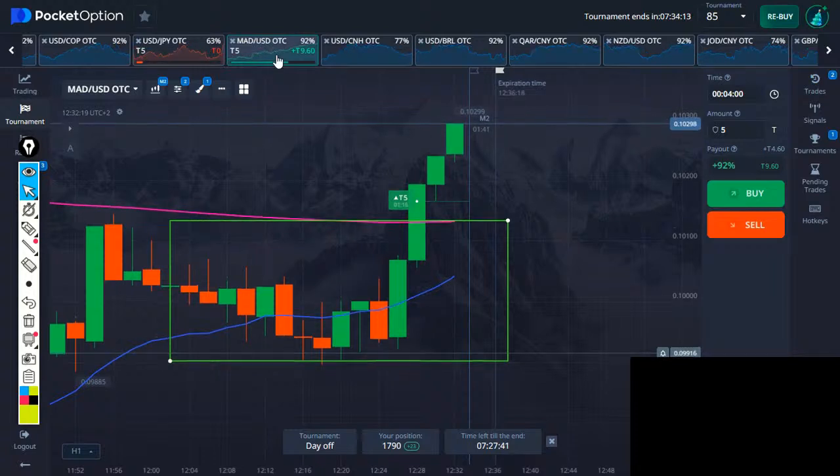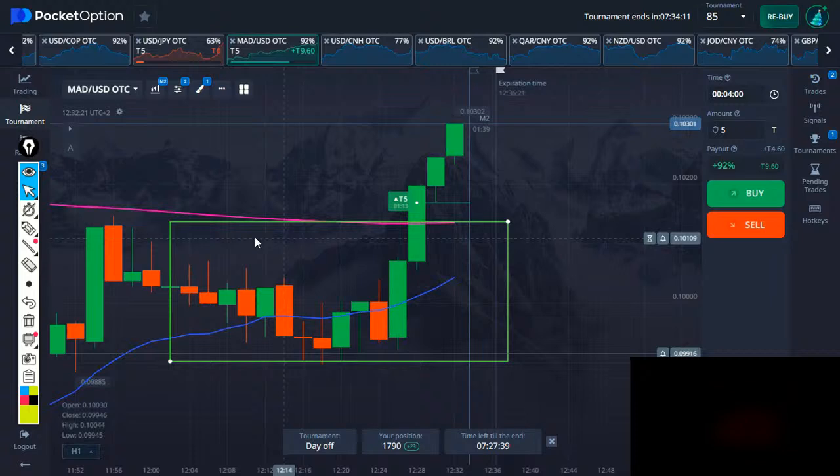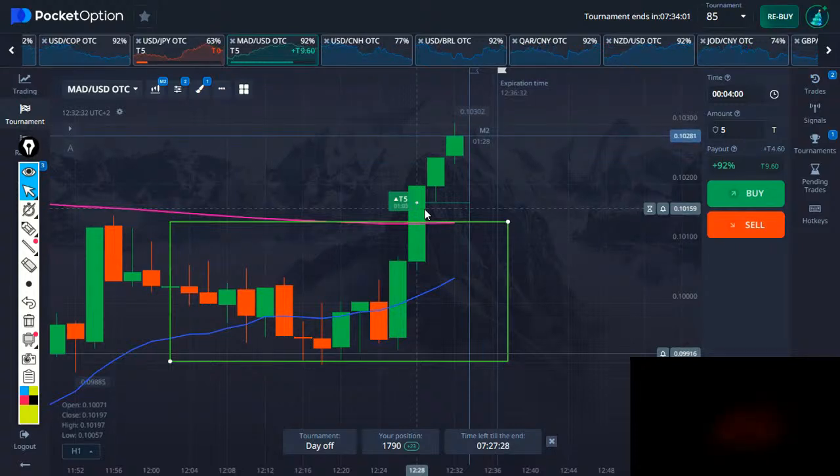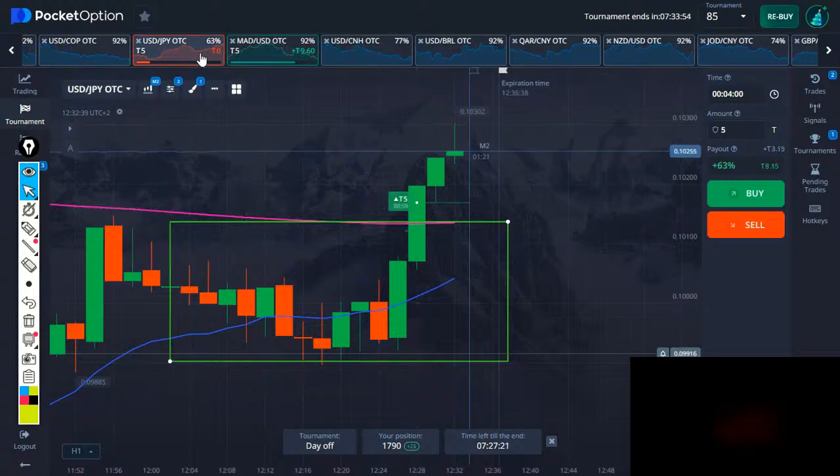You see, we waited around 12 minutes for this setup to enter a trade. So patience is a very underrated skill between retail traders. You have to be patient. It's a must. It's not an option.